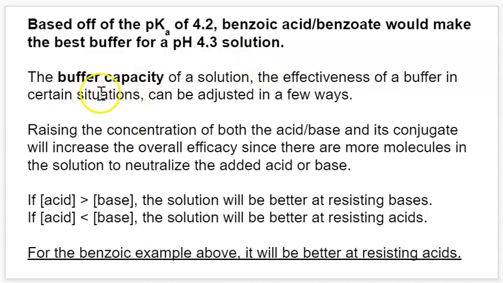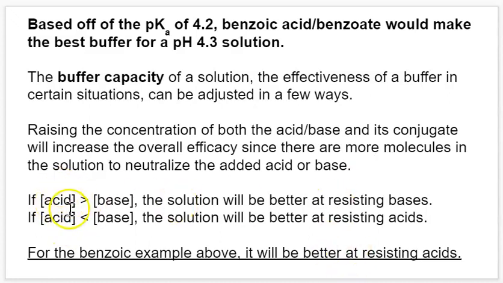Now, there's also something called the buffer capacity, which is how effective that buffer is going to be. And we can adjust how effective it's going to be in a few different ways. One general way to increase the capacity overall of the buffer, increase the amount by which it can resist pH change in either direction, would be by raising the concentration of both the acid and its conjugate, or the base and its conjugate, because that means there will just be more molecules in solution that can neutralize the added hydroxide or hydrogen ions. But say we also wanted to resist it more in one direction or the other, we could do that by messing with the ratio a bit.